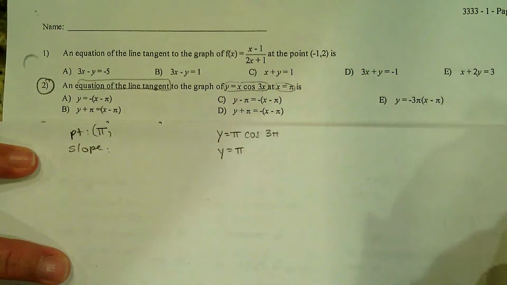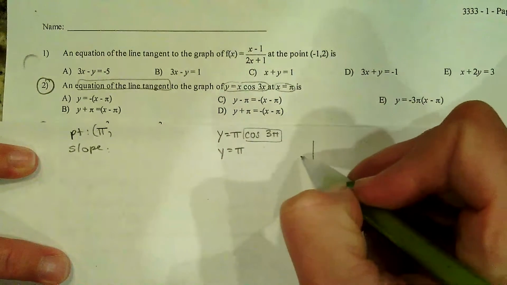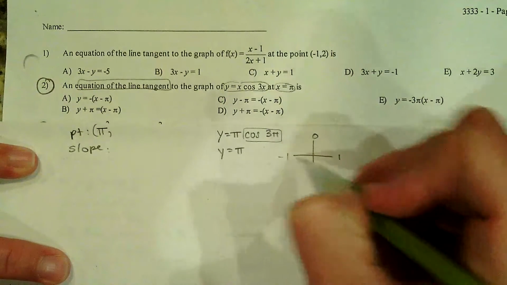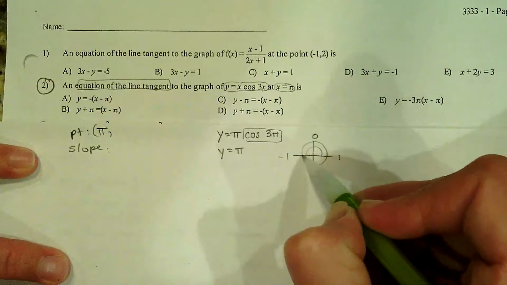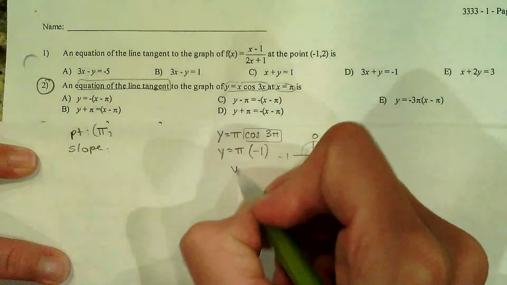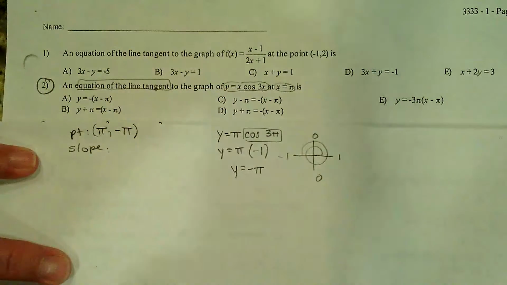3 pi. It's going to be negative. Cosine of 3 pi is going to be negative 1. I'm thinking about the cosine of 0 being 1. Like this. So 0 to 2 pi. 3 pi is going to have a cosine of negative 1. So that's negative pi. So that's the y coordinate.